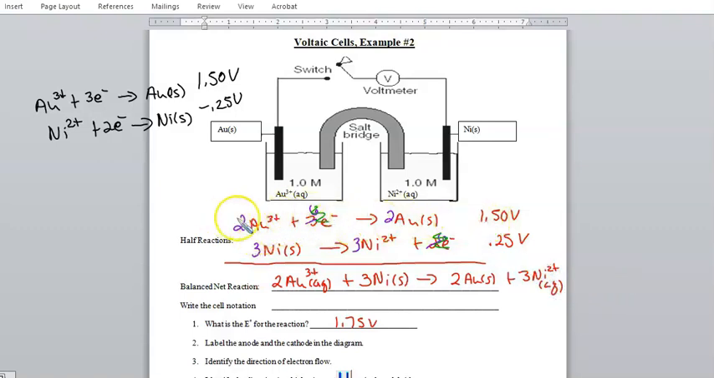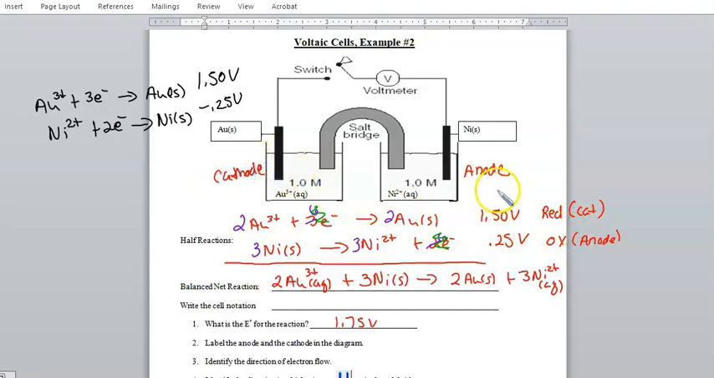Alright, what's happening here? Well, this is the reduction, right? That's your reduction, so this is your cathode. Remember red cat, that's your cathode. And this is oxidation, so this is your anode. Why do we need to know anode and cathode? Because that's going to tell us lots of information down there. So I'm going to label, so we got nickel. Nickel here is our anode. And this is our cathode.